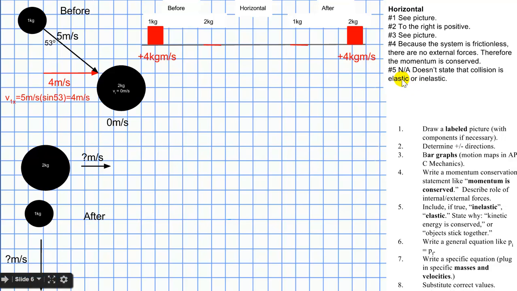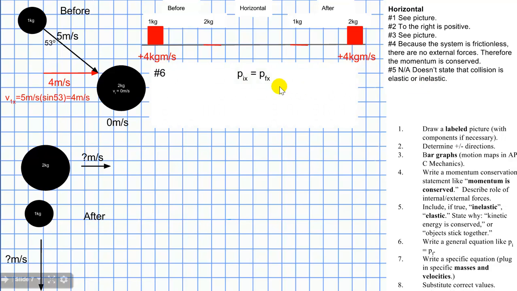Step 5 doesn't apply because it doesn't specifically tell us it's elastic, because it doesn't tell us that the kinetic energy is the same before or after. It doesn't tell us that it sticks together, so therefore it's not inelastic. However, momentum is still conserved. So step 6 is to write our equation that says the initial momentum horizontally has to be equal to the final momentum horizontally.